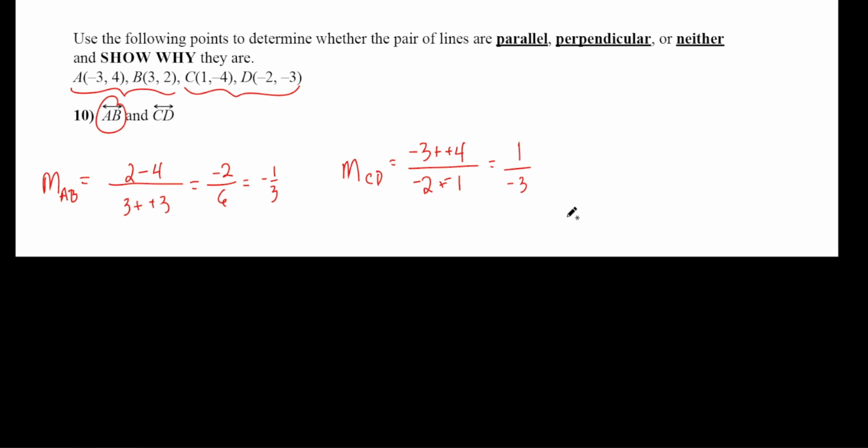Is it the same thing? Yeah, absolutely. Okay, they're the same exact thing. These two are equal to each other. So if the slopes are equal to each other, what kind of lines are these two lines? They are parallel to each other. All right? And that's how you find if they're parallel or not.